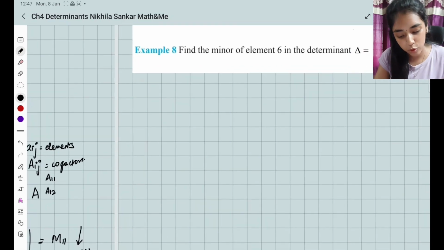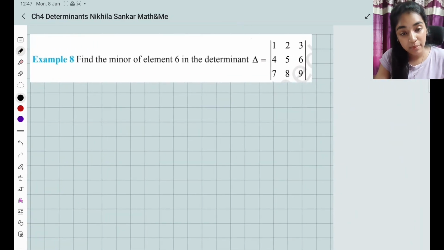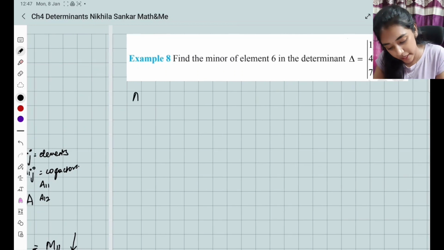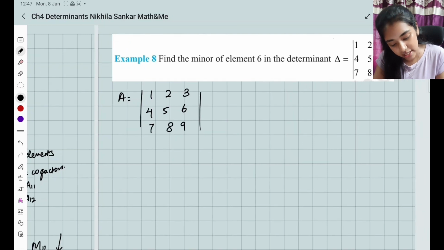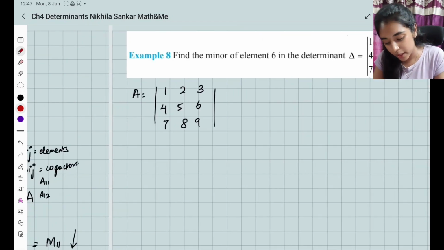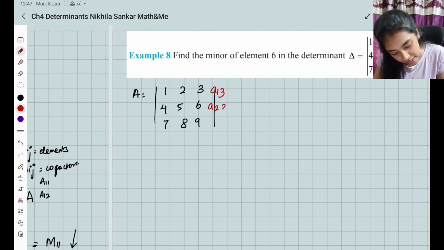இப்போ ஒரு example போடுவோம். Find the minor of the element 6. இப்போ element 6 எங்க இருக்கு? Let me write the determinant for you. So I have 1 2 3 4 5 6 7 8 9. Okay, so this is your determinant. இப்போ number 6 எங்க இருக்கு? A11 A12 A13. So this is A13 A23 and A33. So basically A23 element is going to be 6.